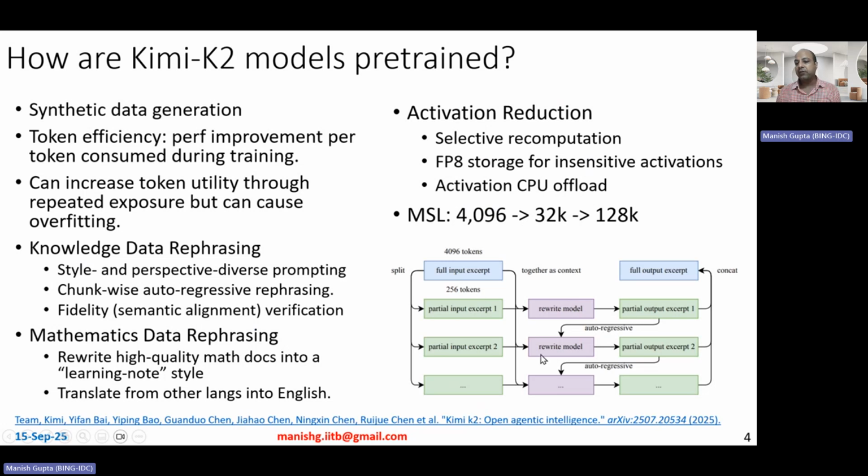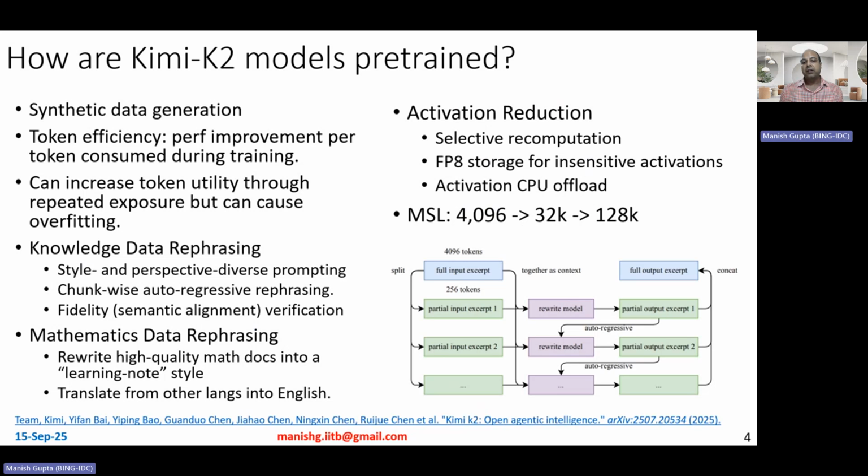Now, while rewriting one part, they make sure that they use the rephrased output as additional context. So this is chunk-wise rephrasing because you're rephrasing chunk by chunk of 256 tokens, but it's also autoregressive in some ways because you're using the previous rephrased chunk as extra context.